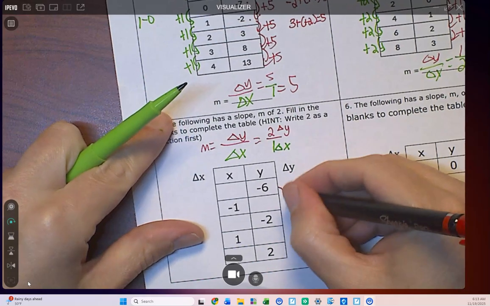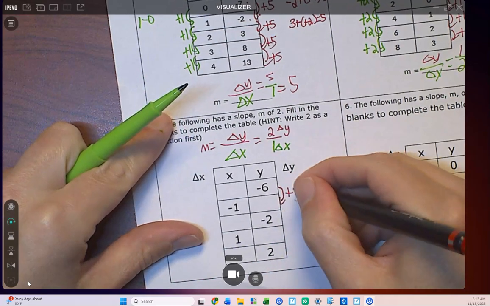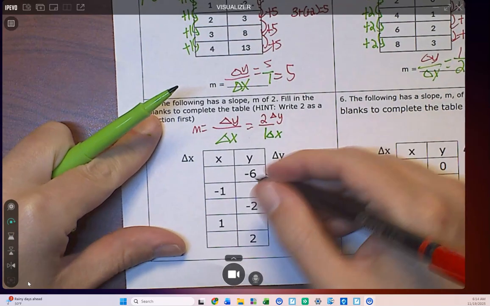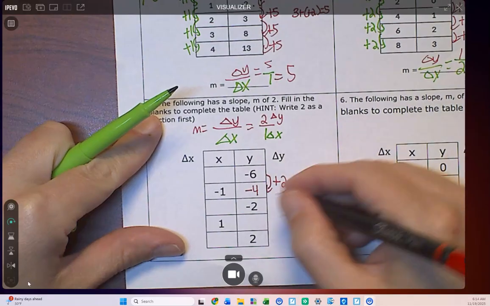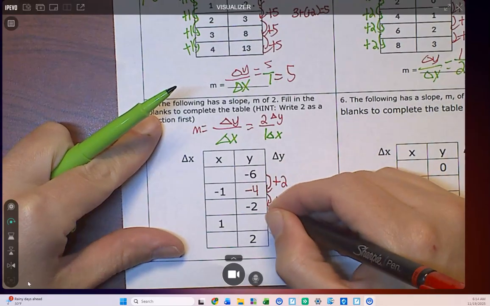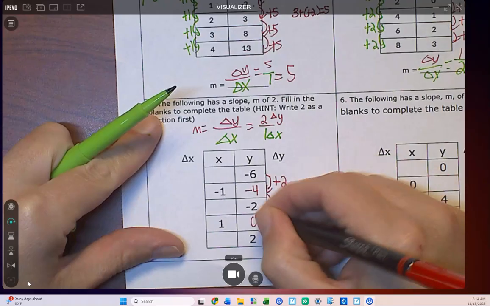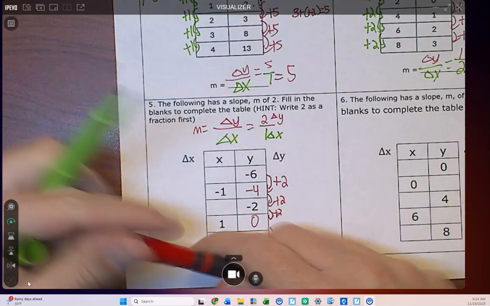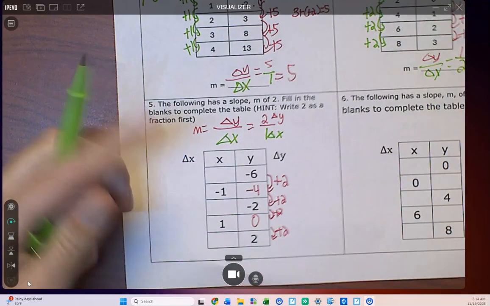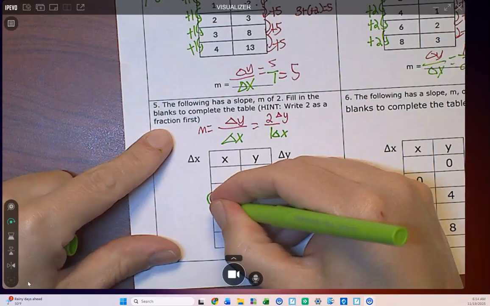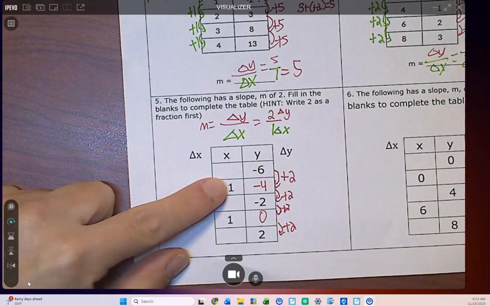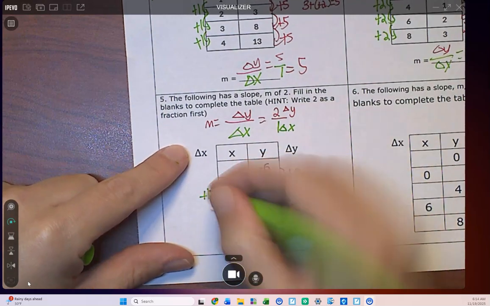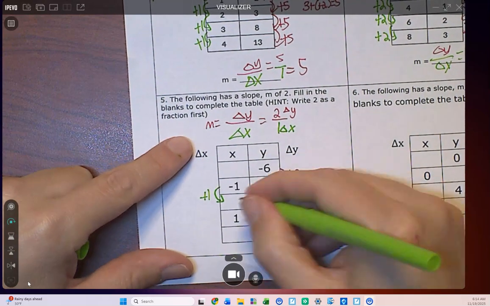So my change in y is like the y's are always going to go up 2. So negative 6 plus 2 is negative 4. See, that's plus 2. Negative 2 plus 2, 0. Okay, where I start with the change in x, okay, is here. I'll look at it and I'll say, we'll figure that one out. Is negative 1, if you add 1 to negative 1, the change in x is 1, you get 0.